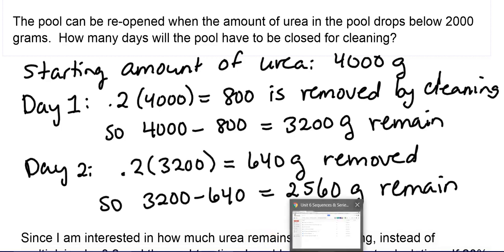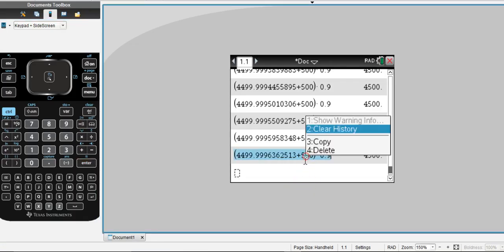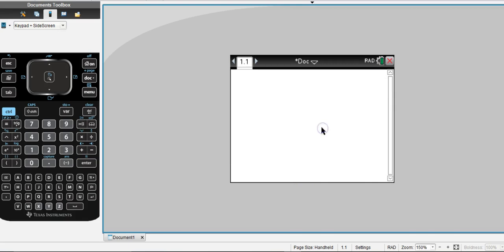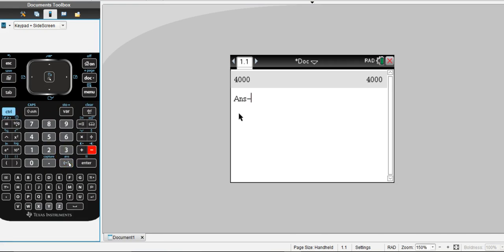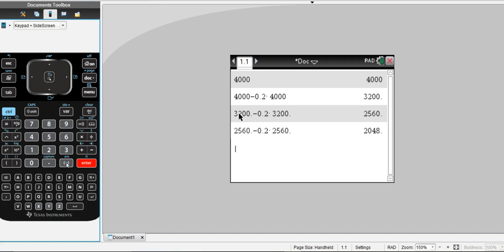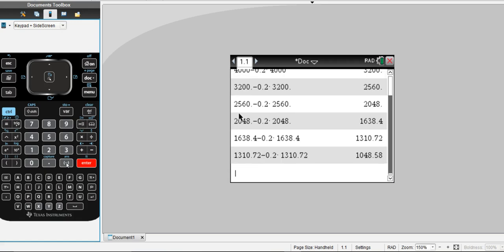So if we go to the calculator again, and let me clear this one off. So let's say we went back to the first problem, 4,000. And I wanted to say, okay, now I want to do 4,000, so that is the answer minus 0.2 times the answer. So I want to subtract 20% of 4,000 from 4,000. I'm going to subtract 20% of 3,200 from 3,200. And so I could also do it that way and get the same results.